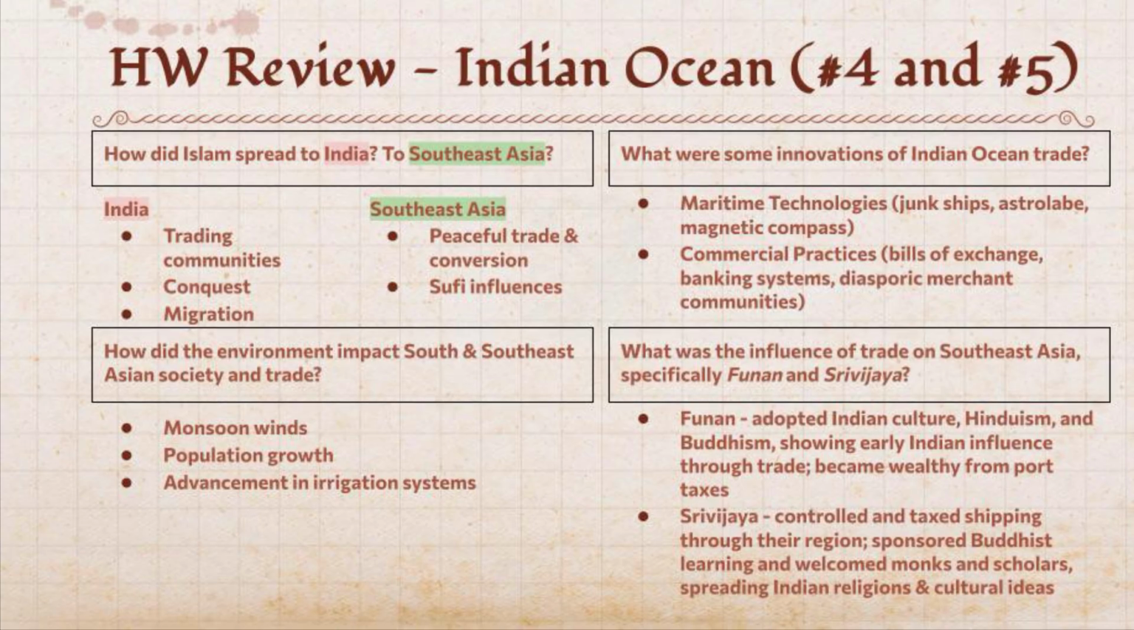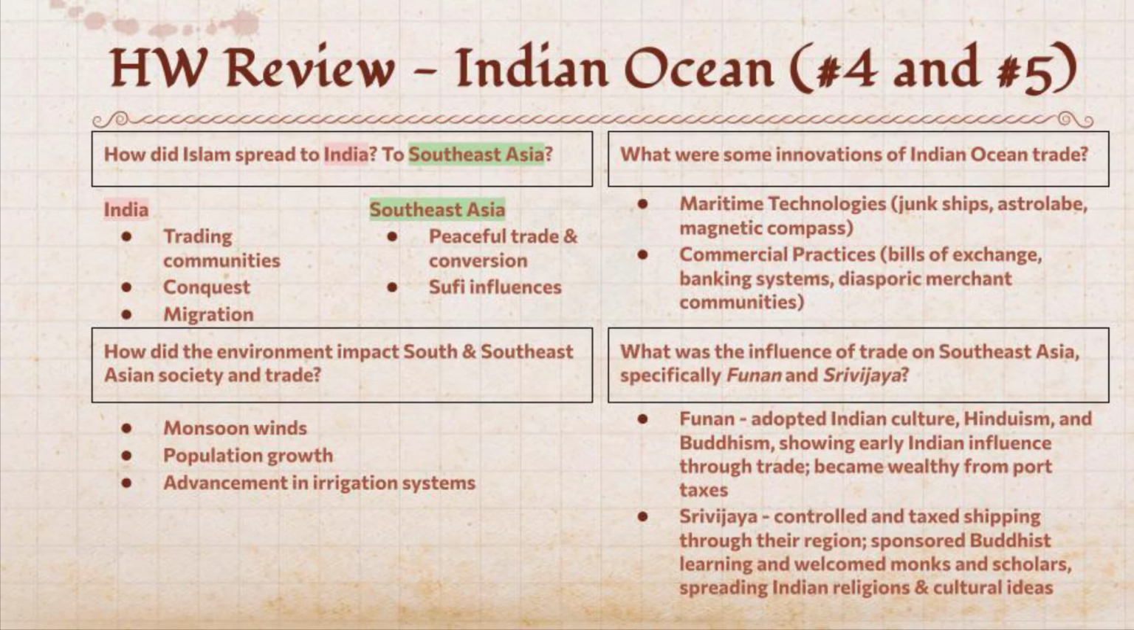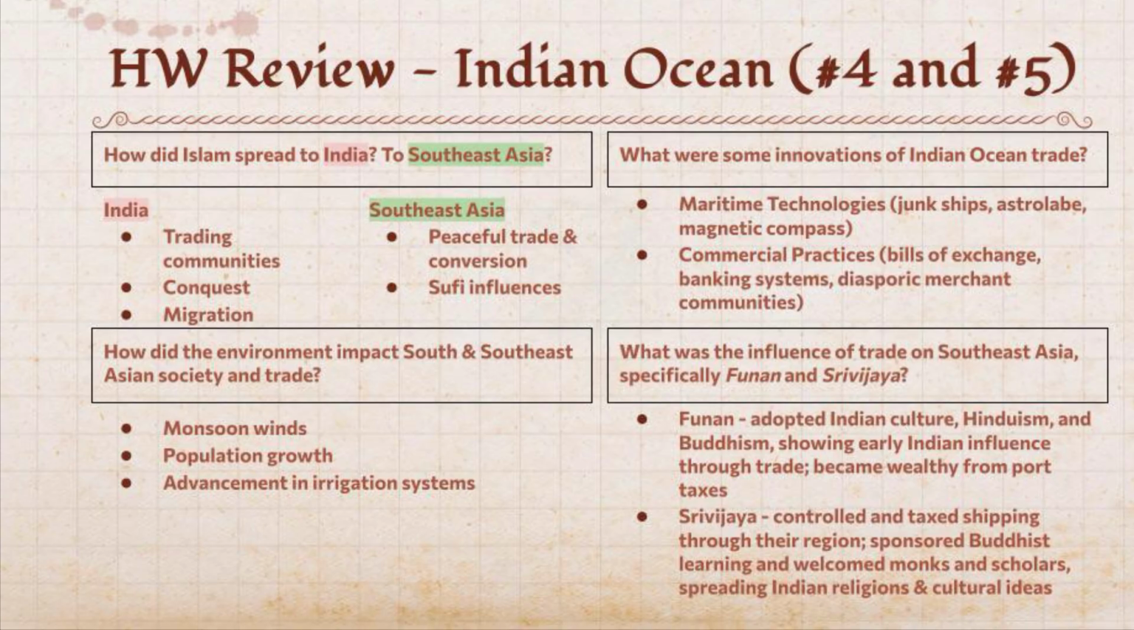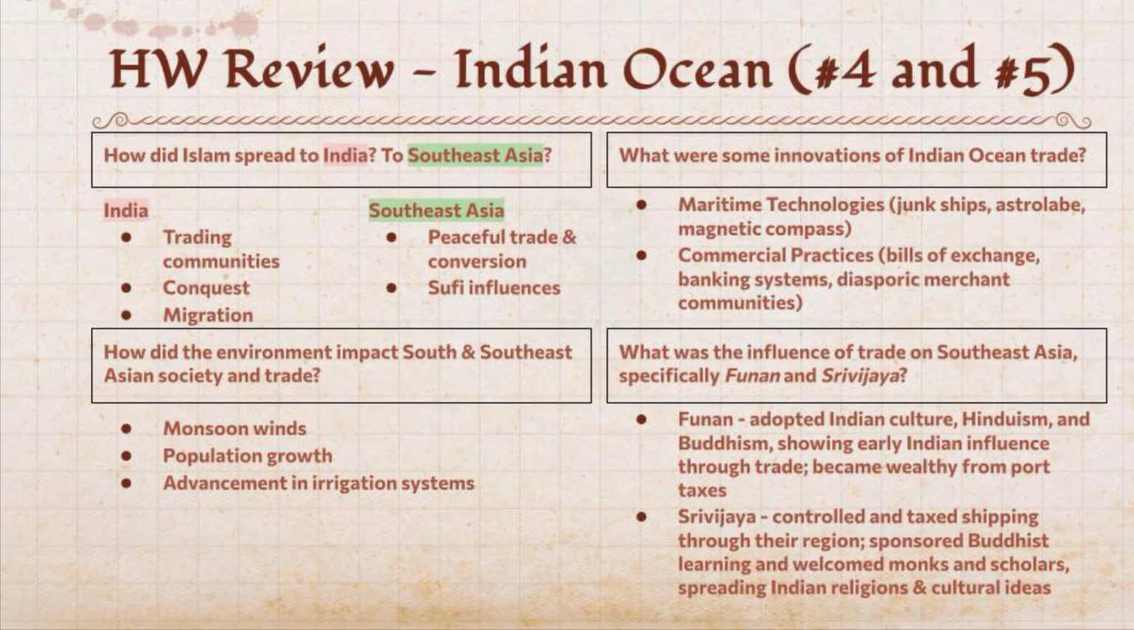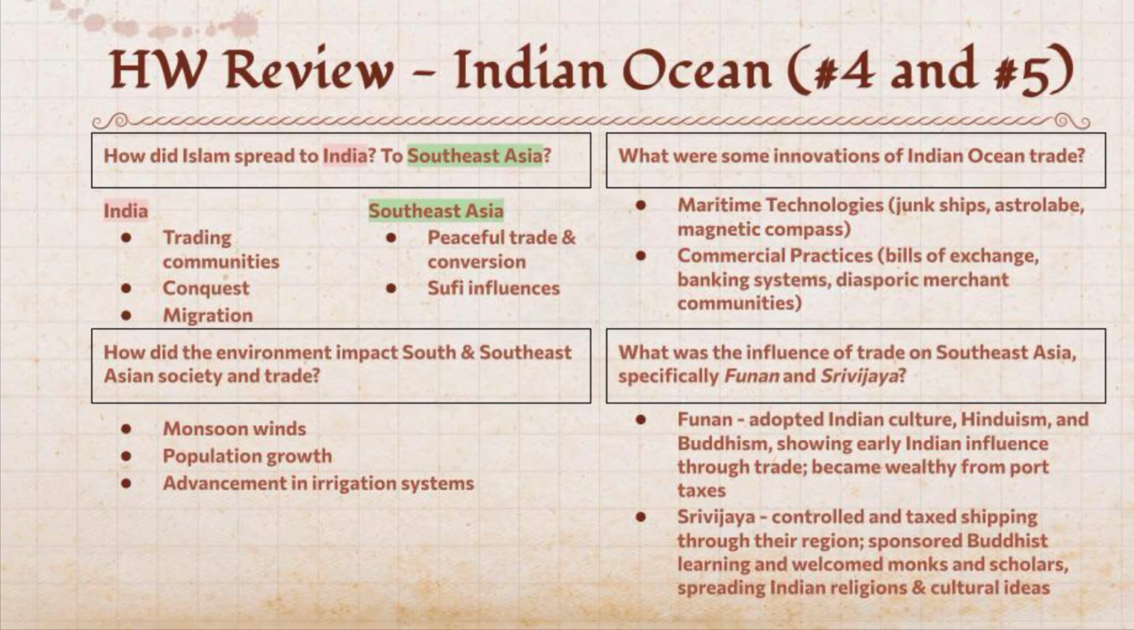One last thing to walk away knowing regarding the Indian Ocean Trade Network was the influence of trade on Southeast Asia, specifically Funan and Srivijaya. Funan is a state that was located in modern-day Cambodia and Vietnam, and Funan is going to control key trade routes between India and China via the Mekong River. And just as we're going to see in cities like Calicut and Malacca, Funan is going to adopt Indian culture.